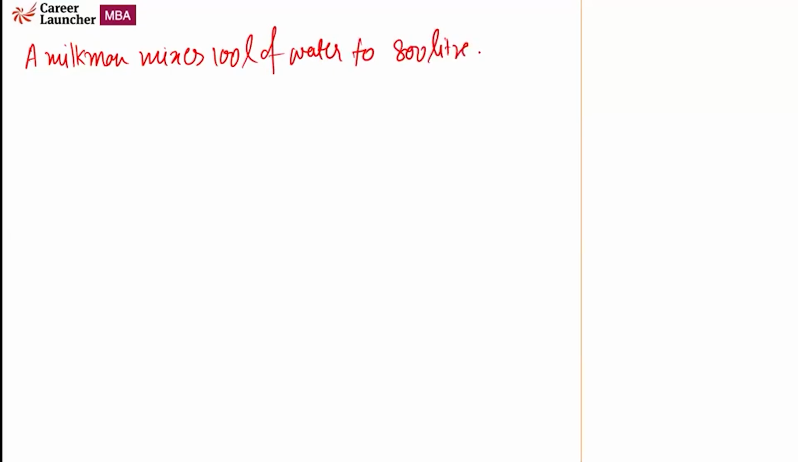Here I go. I will be telling you 2-3 ways to get the answer. Please write down this question. A milkman sells... नहीं एक सेकंड, और चेंज कर लेते हैं. A milkman mixes 100 liters of water to 800 liters of milk.